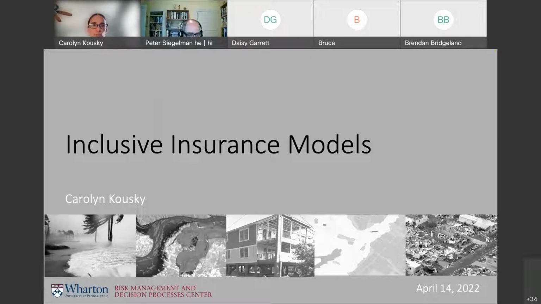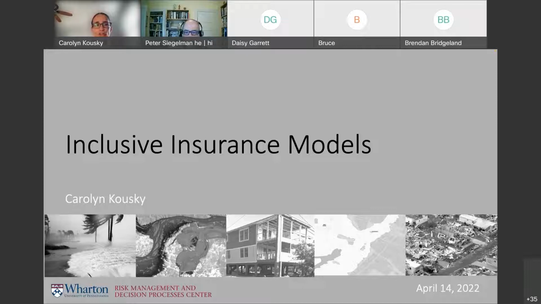So today I'm going to talk a little bit about different inclusive insurance models. And we'll get to this, but what I mean when I say inclusive insurance models is any policy or program that's designed to meet the needs of those who are currently unserved or underserved by the market with appropriate and affordable insurance. So we'll get into what all that means in a little bit.